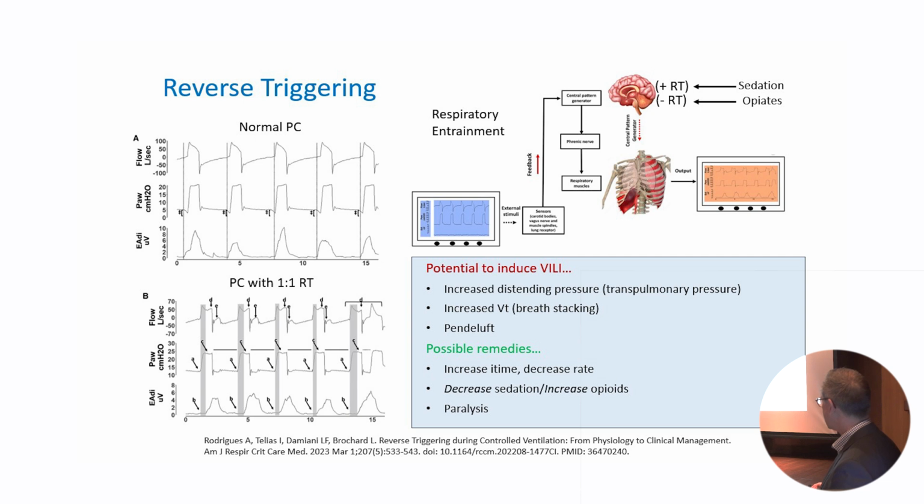But then immediately following the administration of this controlled breath, you get diaphragmatic activity and a little bump in your flow here. And then in this final one, it's sufficient enough to trigger another breath. And so there are a lot of different mechanisms, and there are honestly probably more than one mechanism that can contribute to reverse triggering. But the most commonly cited mechanism is this thing called respiratory entrainment.